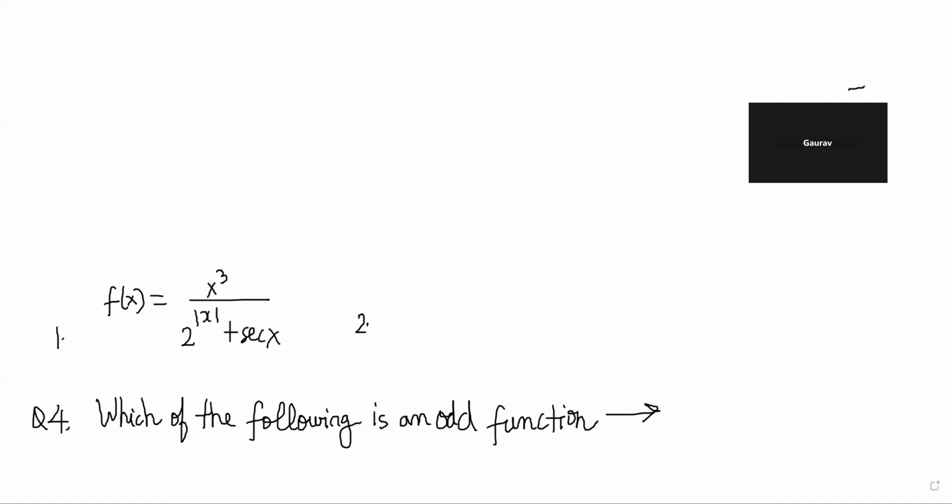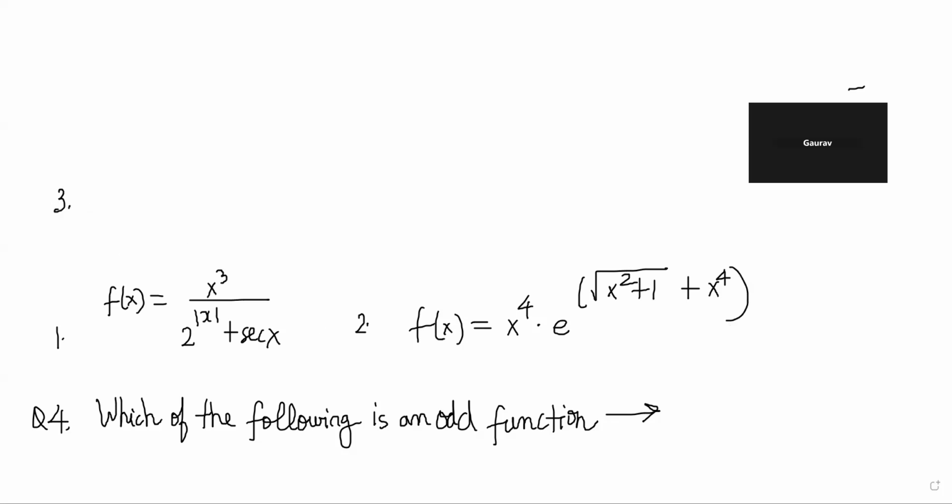The second function is f of x is equal to x power 4 times e to the power root of x square plus 1 plus x power 4 in bracket.